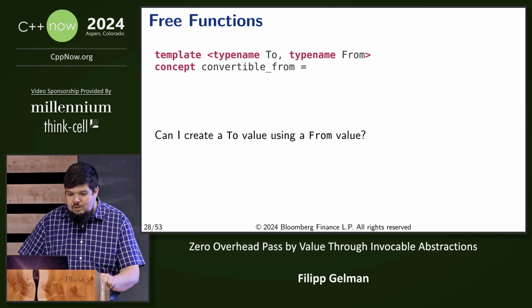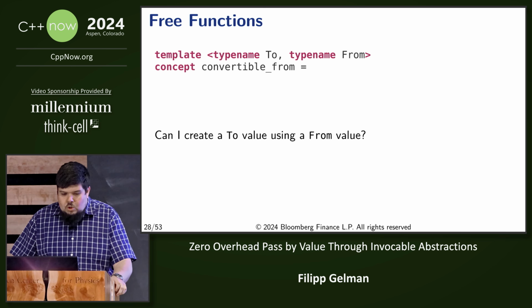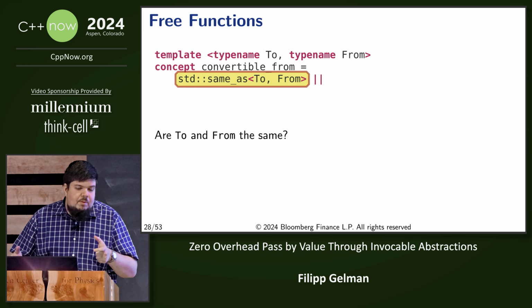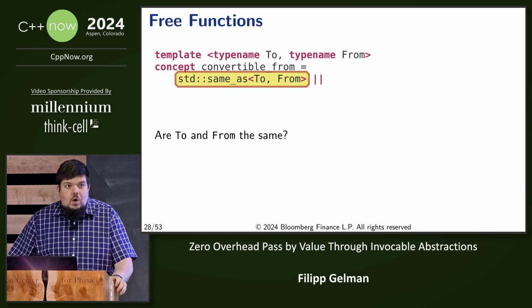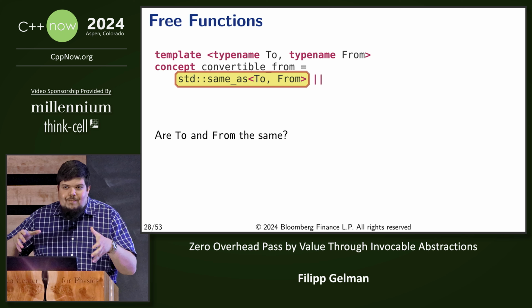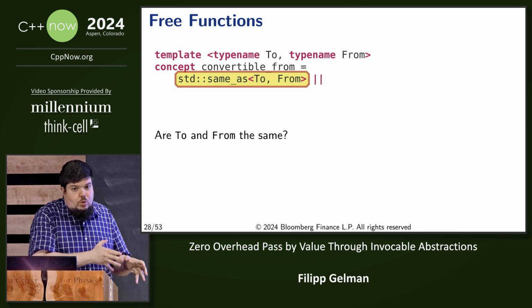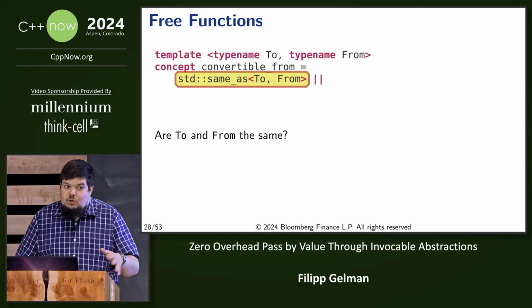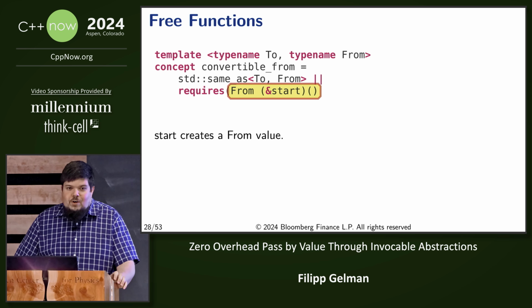So what's the constraint? Well, we want to deal with values, right? So we're going to start with a concept. If the types are the same, then obviously that's going to work, so we just short circuit. If they're not the same, we need to check, given a value of type from, can I put it where a value of type 2 is expected, but not go through any R value, L value to R value reference conversion, none of that. So what we need is a function.